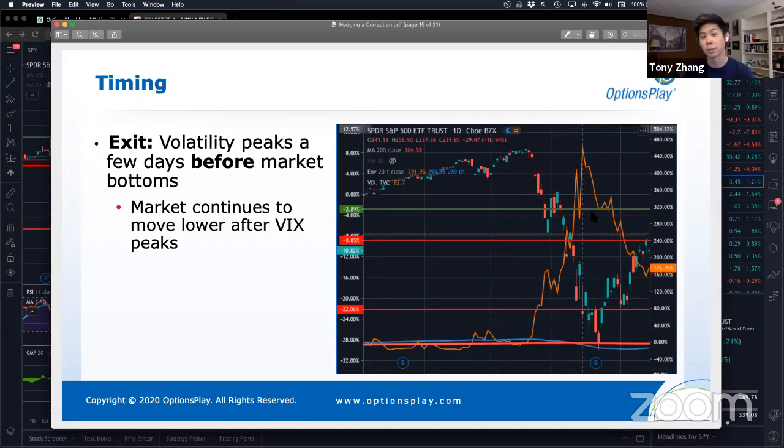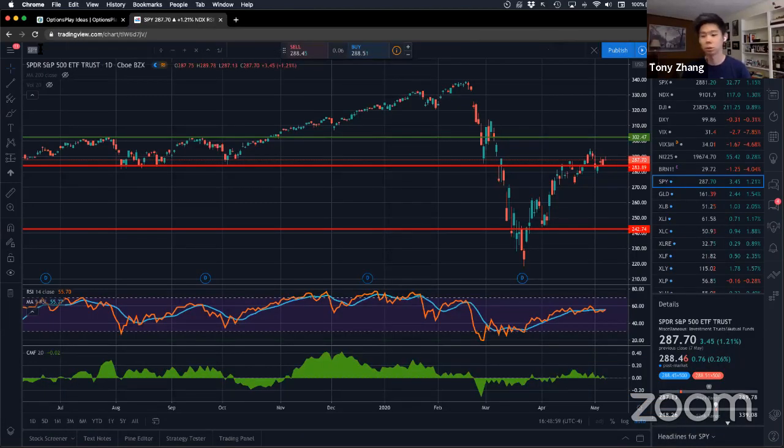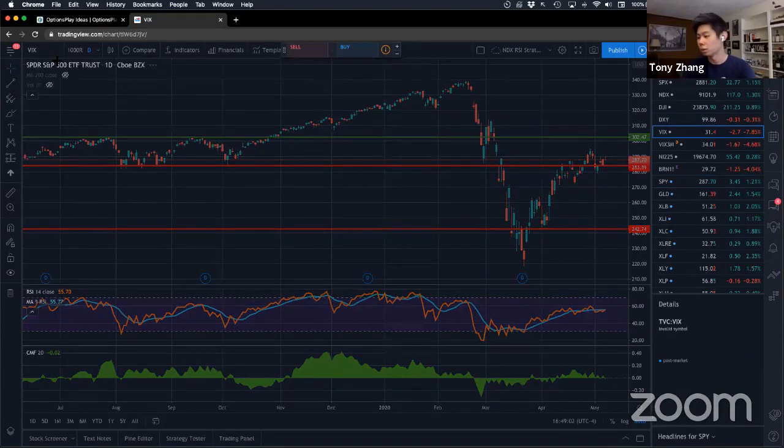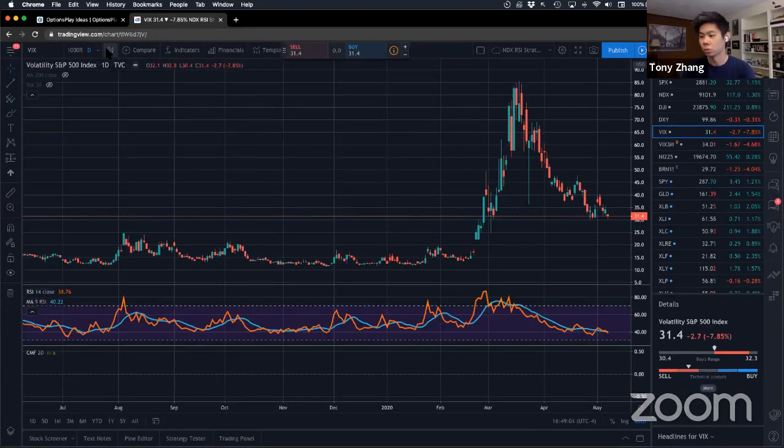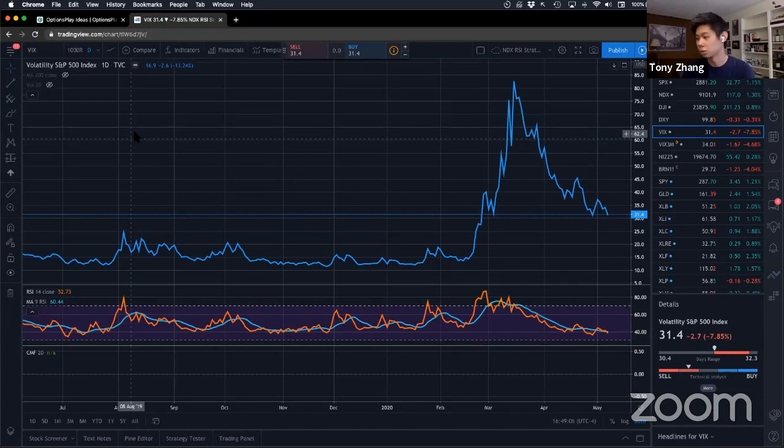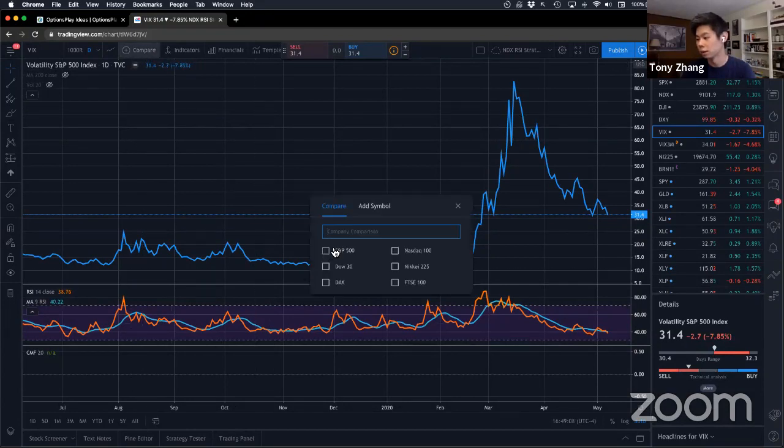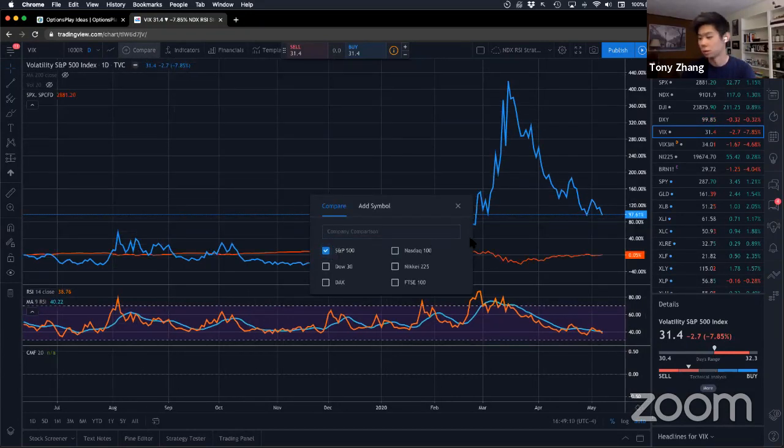That is a good sign that we are near a bottom, and that might be a time to start unwinding your hedges. If you bought a put option, start taking profits on those put options when you see multiple days of market declines with volatility declining. I'll just show you a chart of that as well. So this is the VIX. We'll use a line chart to make it a little easier to see, and we'll compare it to the S&P 500.